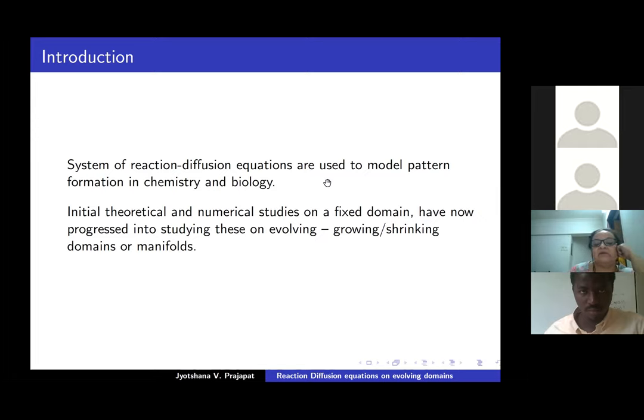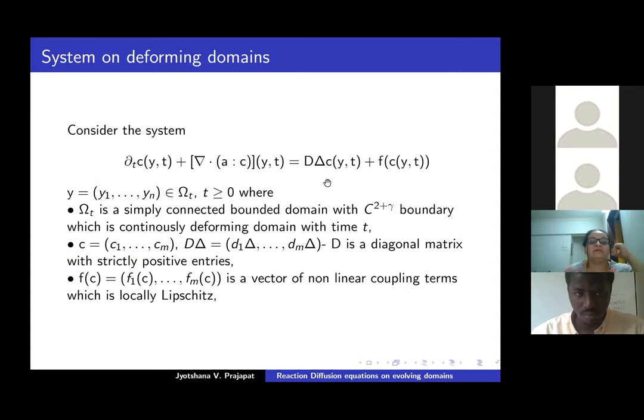And then you can have different types of surfaces which one can consider. So what is the equation? Here I am directly writing the equation for the domain which is evolving with time. Instead of the word evolving, which usually represents something which grows, one can also use deforming, which means either you grow or shrink in one part or grow in one direction. So one can consider a more general situation.